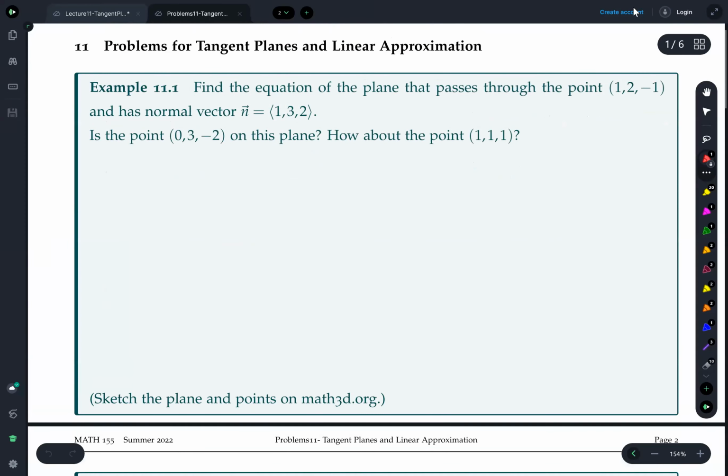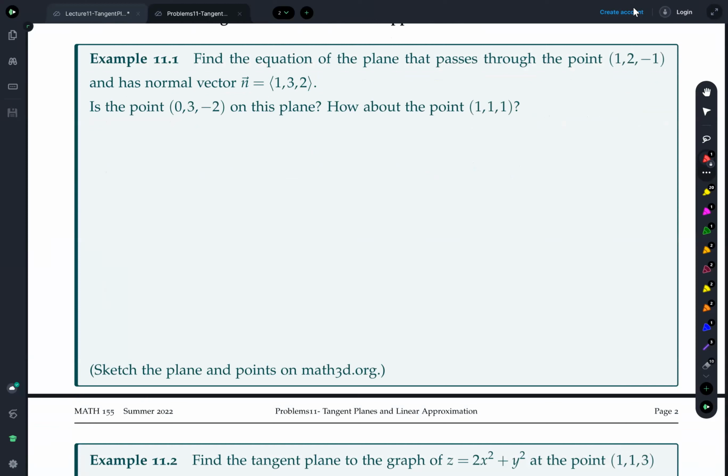Okay, so this first one here, we want to find the equation of a plane that passes through the point (1, 2, -1) and has a normal vector n equal to (1, 3, 2). And then we want to see, is the point (0, 3, -2) on the plane, and how about some other point? Okay, so how do we do this?